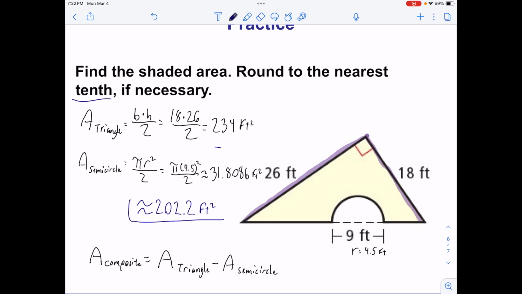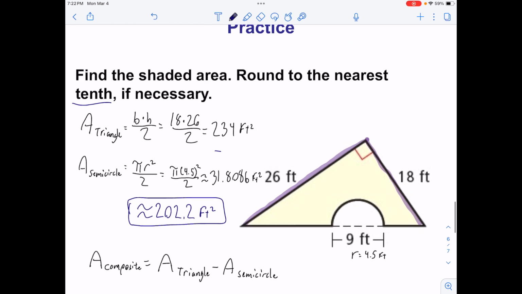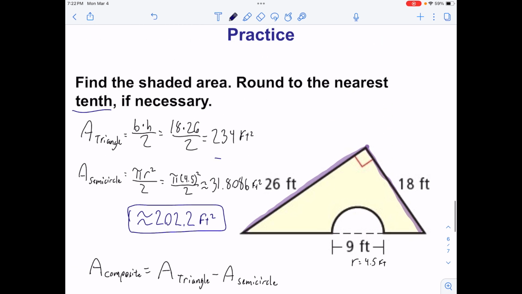We don't have to add feet squared to feet squared because when you're just adding, just like in algebra, the units just add together. Feet squared just stays the same. That's the warm-up, and that's the notes, excuse me. Those are the notes for composite shapes.